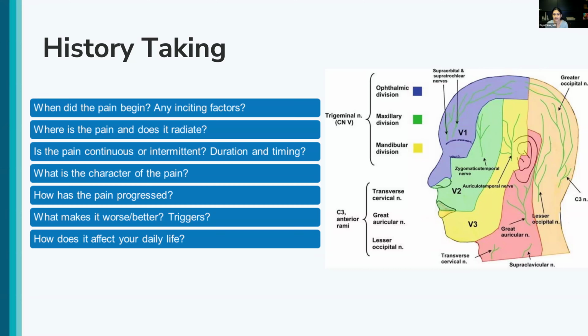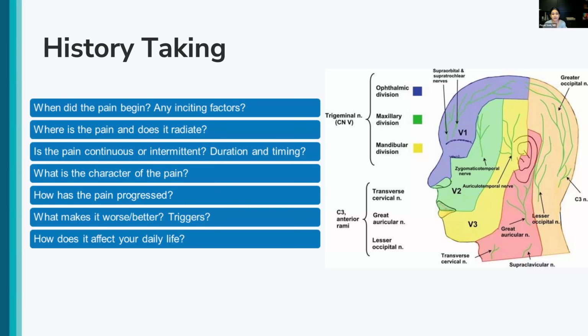Is it dull and throbbing? Is it sharp? Is it electric? Is it tingling? Is it burning? So this really helps us differentiate between a classical trigeminal neuralgia versus an atypical facial pain or a trigeminal neuropathy.